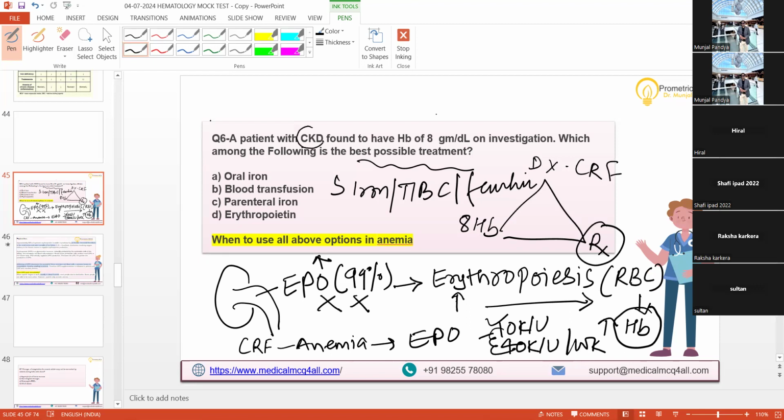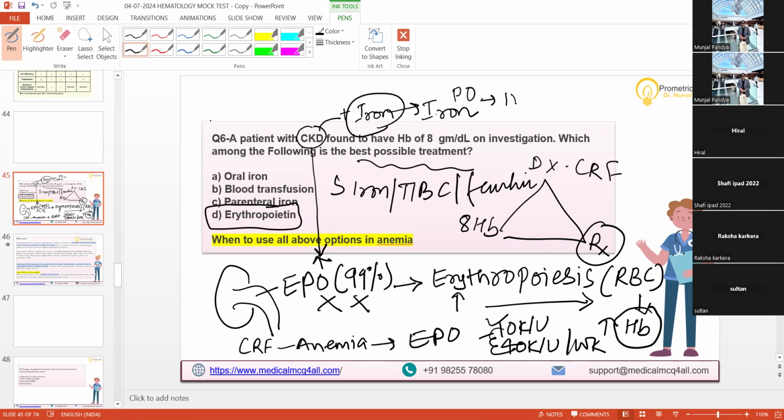So in chronic kidney disease, the problem is in erythropoietin, so you supplement the erythropoietin. If this patient has both entities, CKD plus iron deficiency, which could happen, then you supplement the iron, oral or parenteral. If oral is not tolerated, then IV iron, but usually oral iron. You can give both iron plus erythropoietin in the same patient, but they have not mentioned anything about iron deficiency. So this is a classical case of anemia of chronic disease, that is chronic kidney disease. So supplement the erythropoietin, not the oral iron.